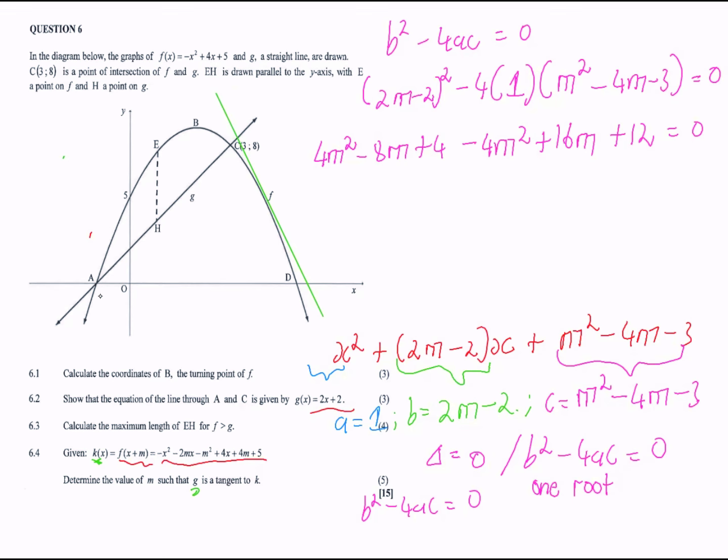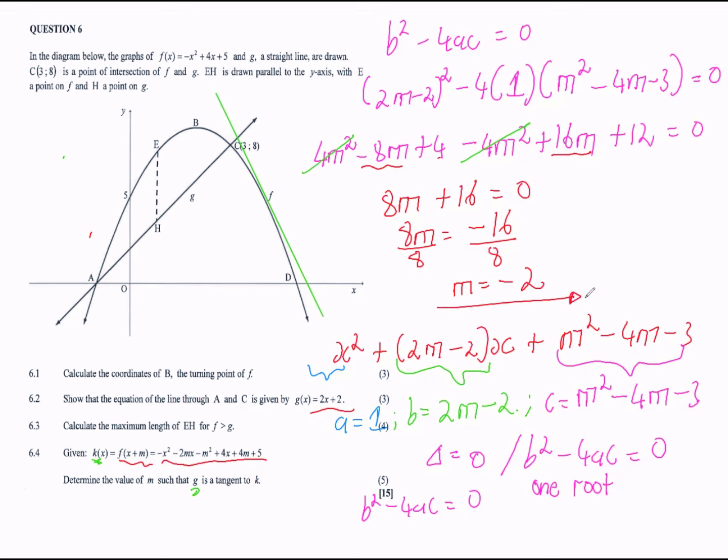Now, this must cancel out with that. And then we have other like terms, negative 8m plus 16m would give us positive 8m. Then 4 plus 12 would give us 16. And then equal to 0, we have 8m is equal to negative 16. Divide both sides by 8. Then our m is supposed to be equal to negative 2. That's how you were supposed to solve that one.